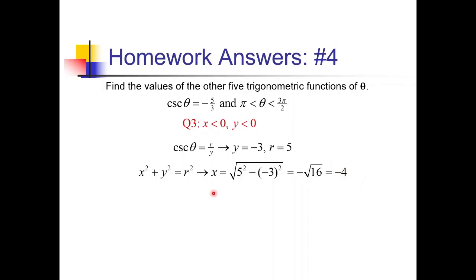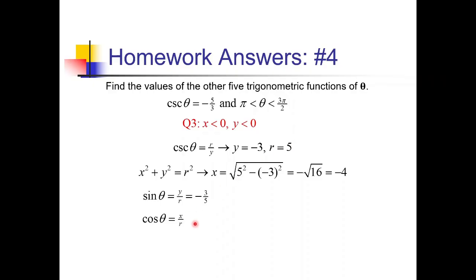All right, so now we've got our values. We've got our x, our y, and our r. Let's plug all that in. So first thing we'll do is find the sine, which is y over r. So that is going to be negative 3 over 5, negative 3/5.